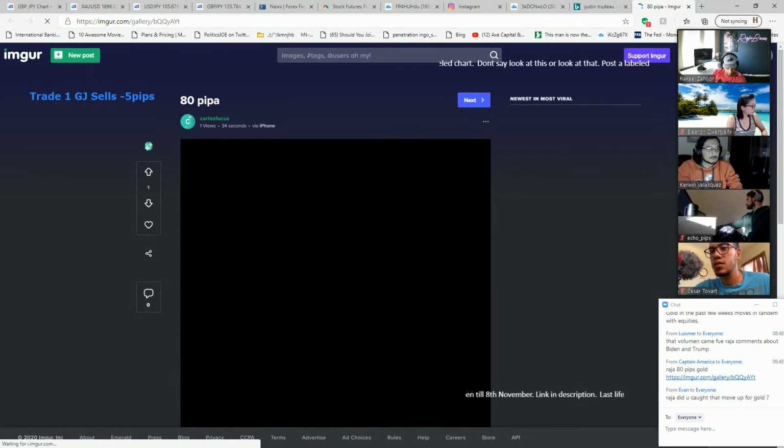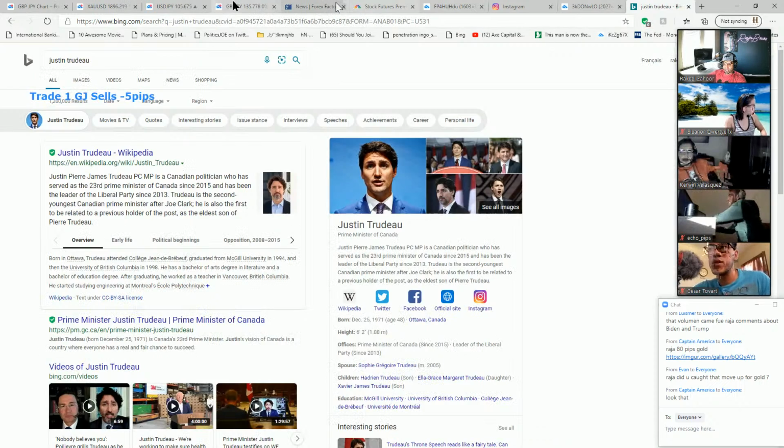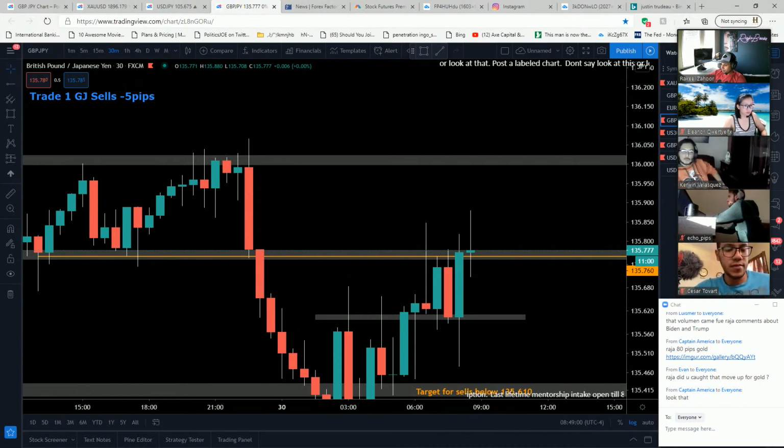All right, we have Captain America here. Oh, 80 pips on gold. Nice, 80 pips. Goddamn. Captain America, beautiful. So we have Captain America, and we have another superhero.